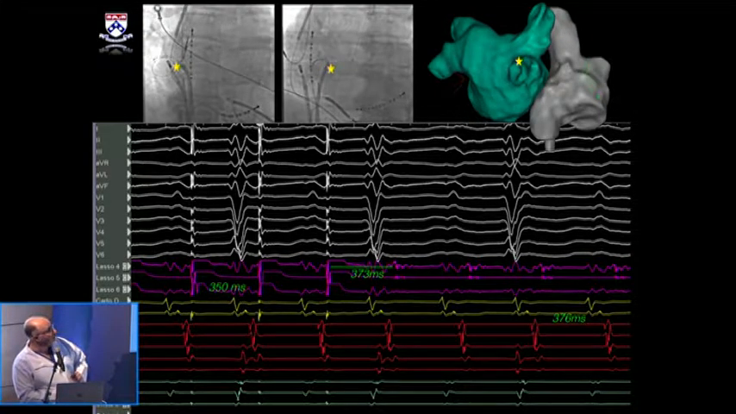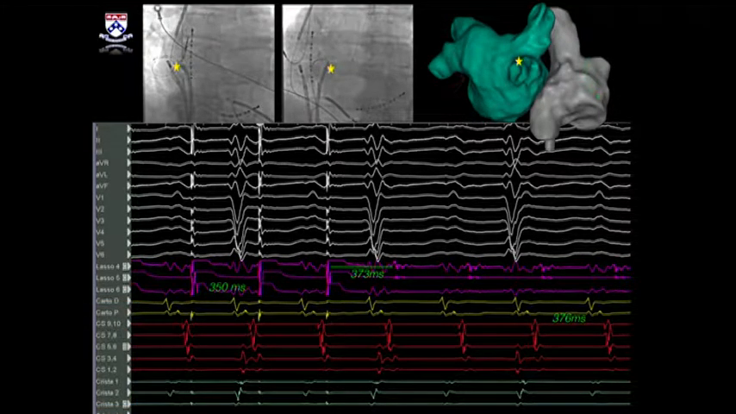At this point, we have the lasso in the lower pulmonary vein. And we have a potential in the lower pulmonary vein, a vein which was apparently disconnected. And this is very important because this is the first point where most people that don't believe in this say that you are crazy. Why? Because you are connecting directly.